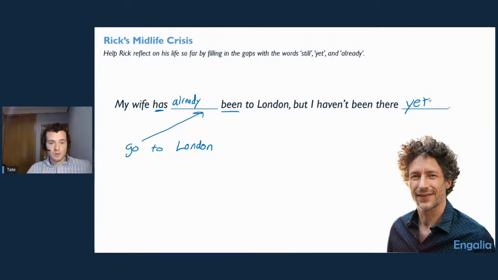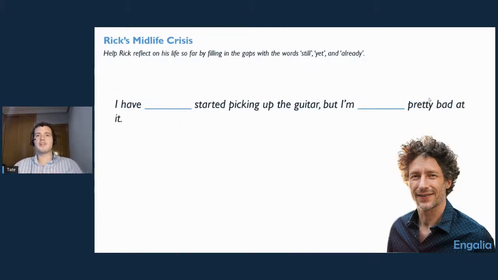My wife has already been, but I haven't been there yet. Excellent. All right. One more. This is the last one, last practice one. This one has a trick to it, but that's okay.